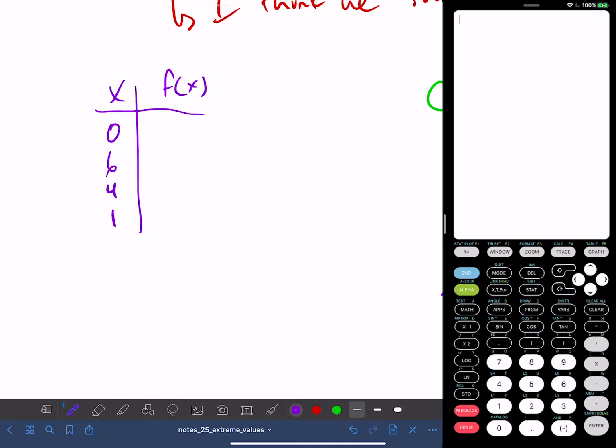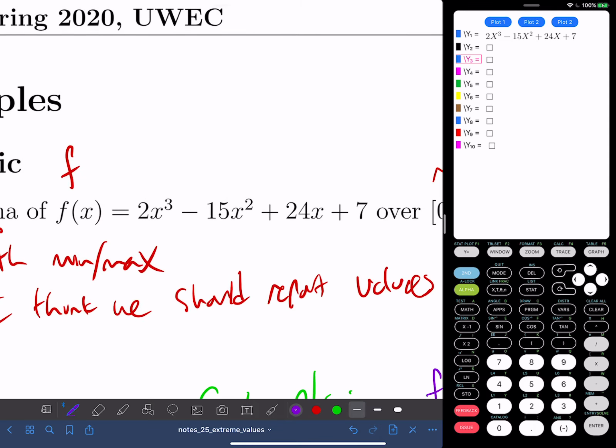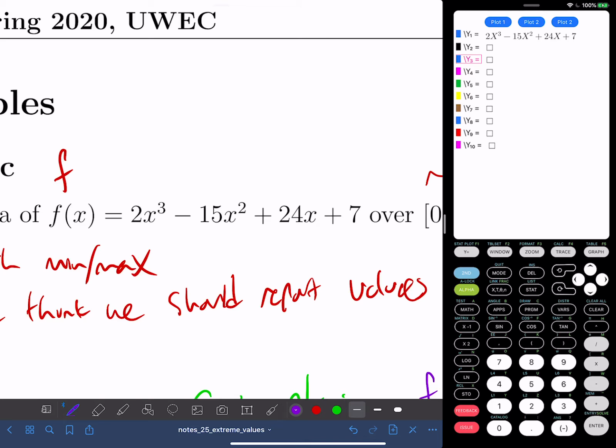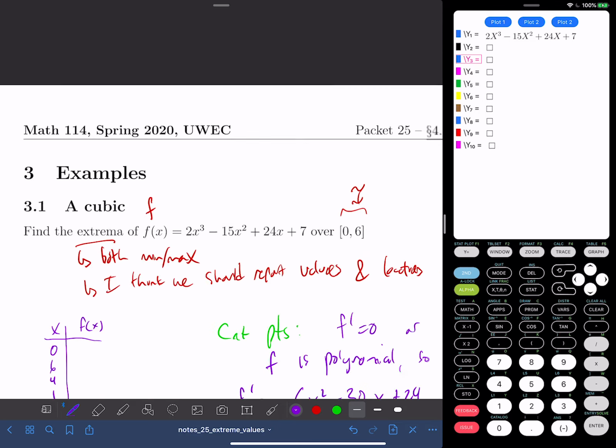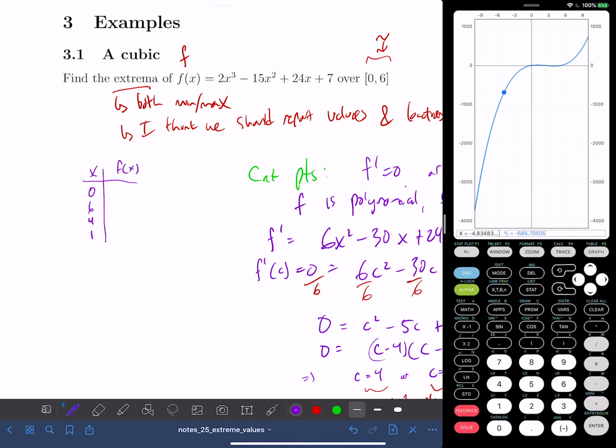So let's go to y equals, because I kind of want to see a plot of the thing at the same time. Now, I went ahead and pre-typed this in. Let's make sure I typed it in correctly, because it's possible I didn't. I'll go ahead and type it into your calculator, pausing the video if necessary to catch up to me. 2x cubed minus 15x squared plus 24x plus 7. Great. So let's graph it.